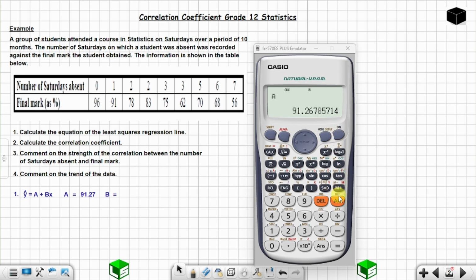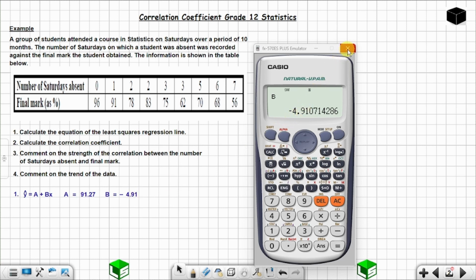Now, to find B, you are going to press AC. You are going to press shift again. You can see the information is still in the calculator. This is why you have stat. So you are going to press shift and then stat, which is above 1. So press 1, option 5 for regression. Now you need B, which is 2. You press equal. So B is equal to negative 4.91.